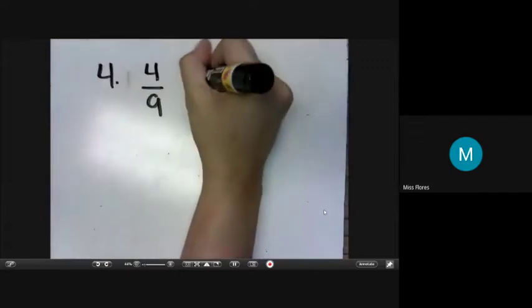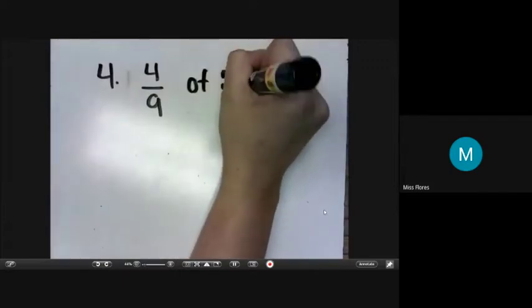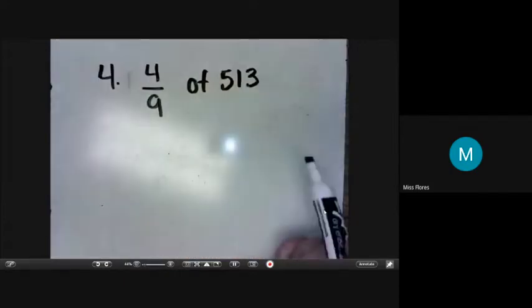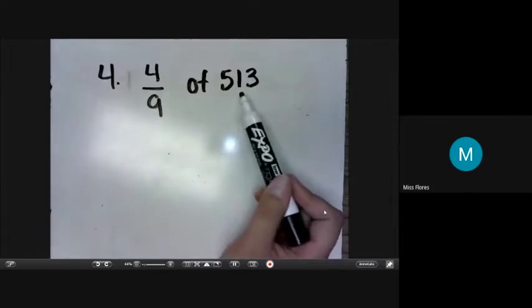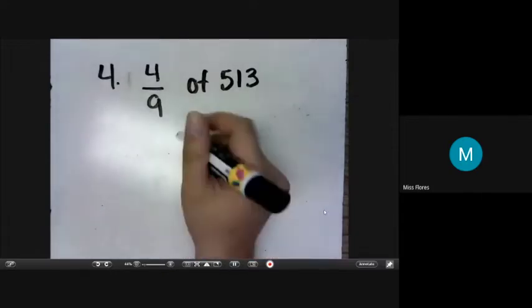Number 4, it says 4/9. Let's write that fraction first. 4/9 of 513 fans cheered when the touchdown was scored. How many fans cheered? So we need to find 4/9 of 513. So the first thing we do is we divide 513 by 9.